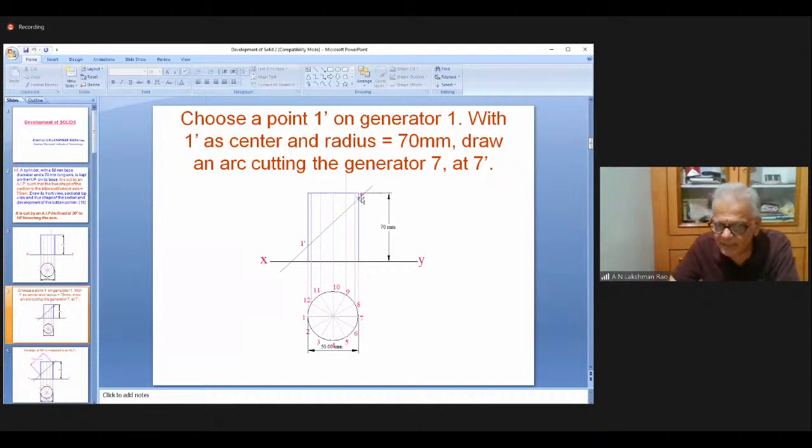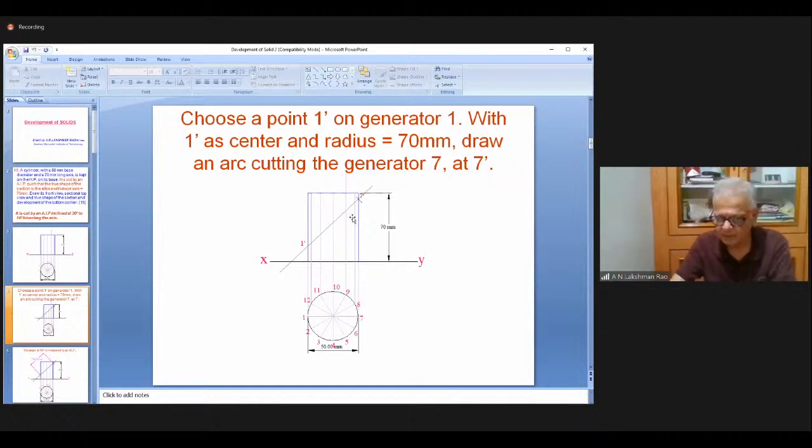Then why? Because if you mark 7 here, 1 will come down. 1 and 7 must be above XY only. 1, 7 dash must be above XY. Like that you have to draw. So I have chosen a point very near the top portion, mark 7 dash. With 7 dash as center, mark 70 here. I get 70. Now, this is the major axis.